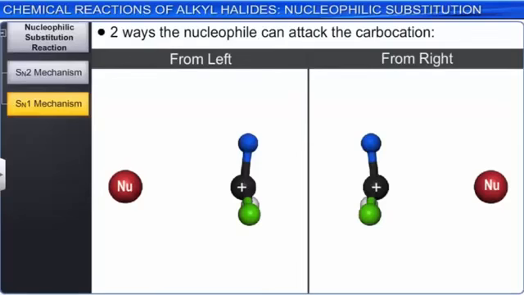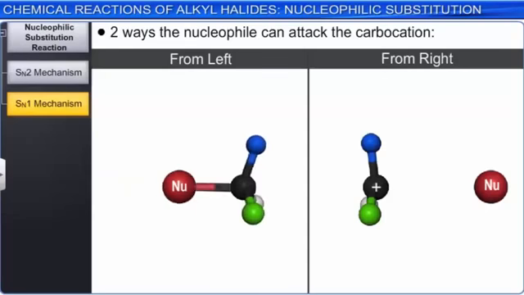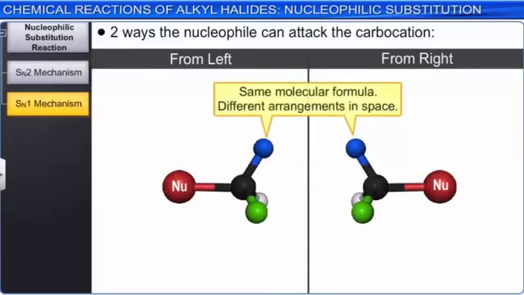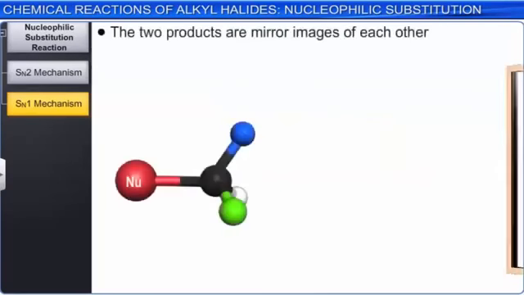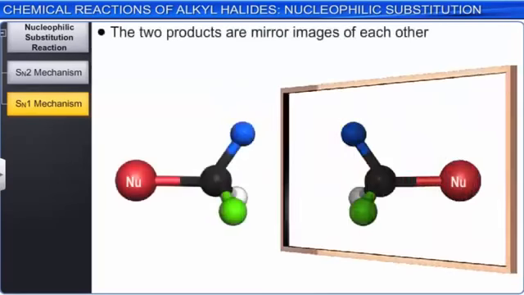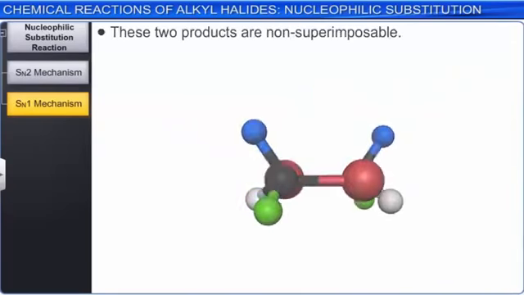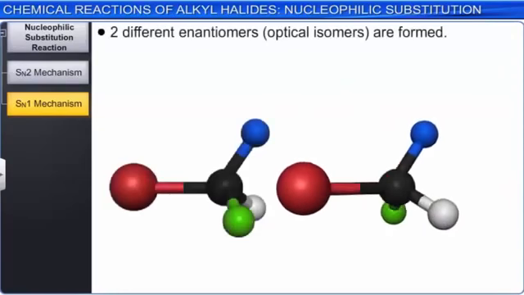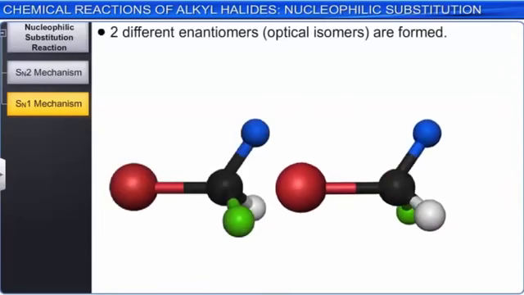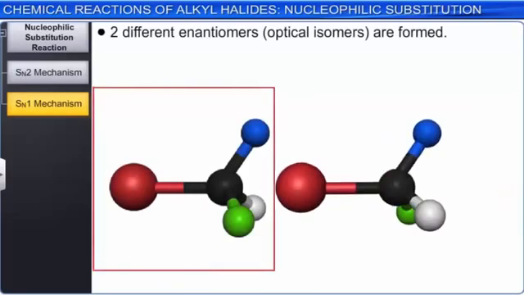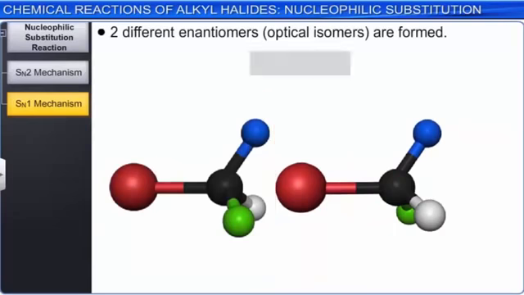Compare the product that is formed when the nucleophile approaches from the left compared to when the nucleophile approaches from the right. They have the same formula but different arrangements in space. These two products are mirror images of each other. They are not superimposable. Even if we rotate the right-hand molecule around the bond between the black and blue atoms, it still doesn't match the left-hand molecule. We call these enantiomers.